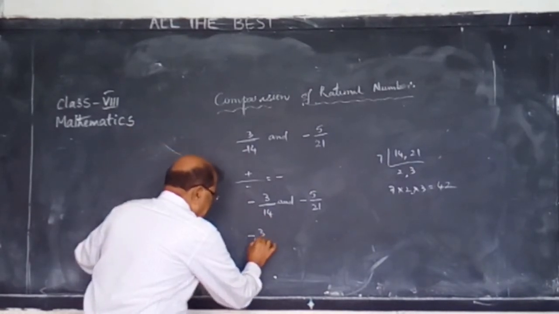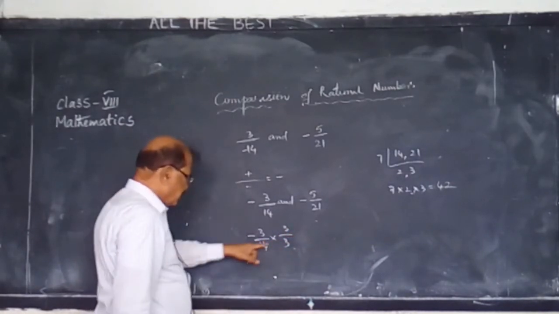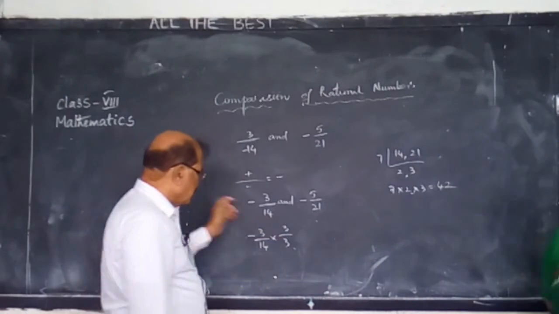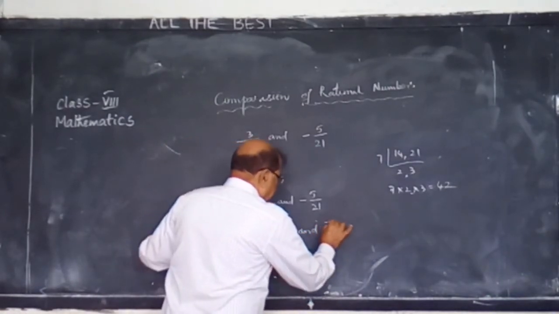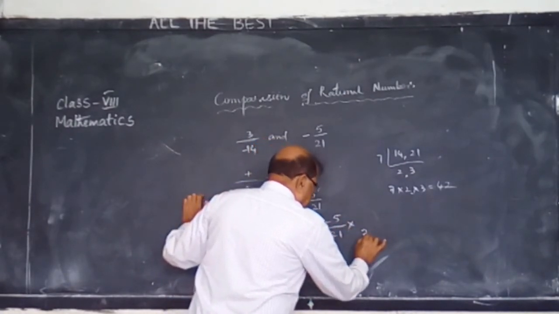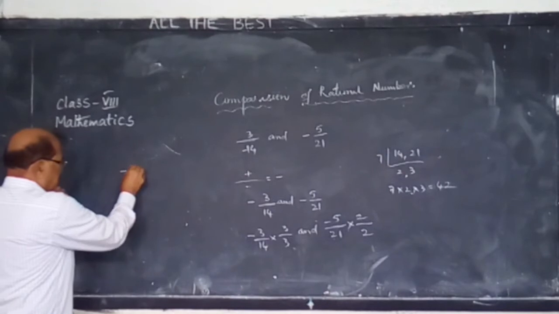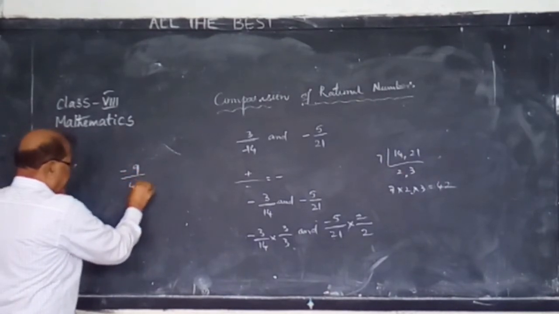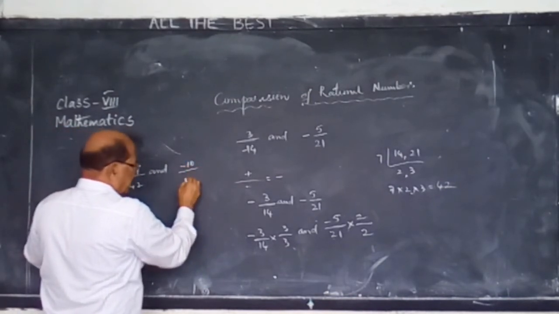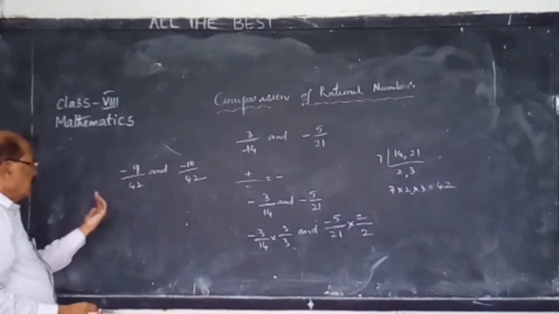So minus 3 by 14. Multiply this by 3. 14 3s are 42. Since you are multiplying the denominator by 3, in order to make the value equal, multiply the numerator also. And similarly, minus 5 by 21. In order to make 21 into 42, multiply by 2, numerator also by 2. So if you simplify this, minus 9 by 42 and minus 10 by 42.